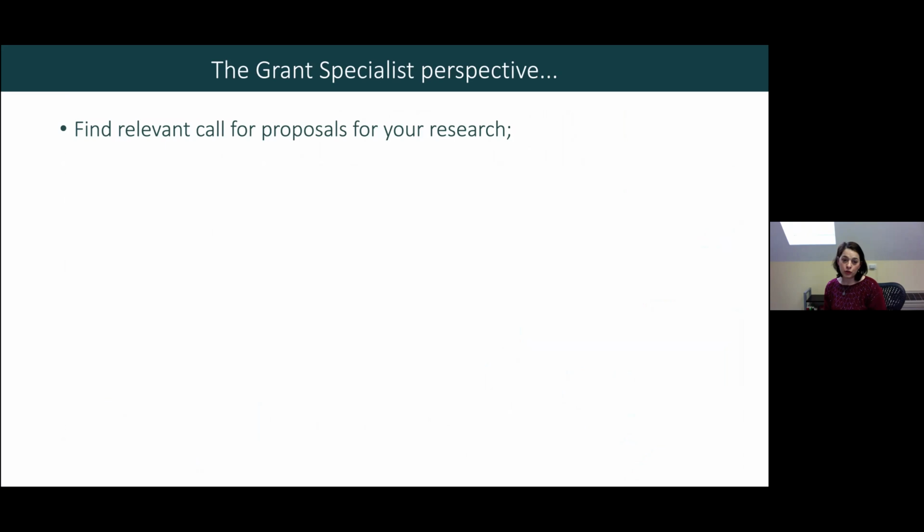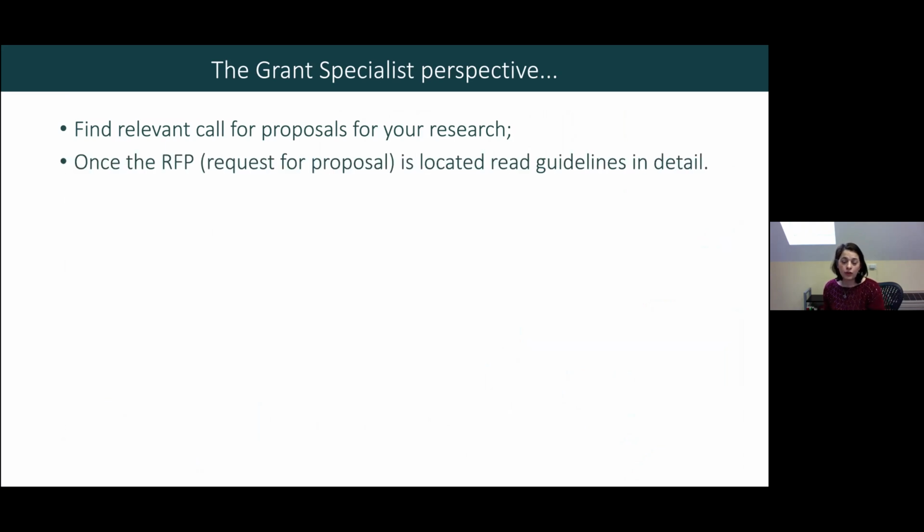What I find usually is that it's very relevant for the PIs to find the right call for proposals. On that, what was mentioned before is to really look for those opportunities that are listed. Once you find the sponsor that you feel your research is aligned with, read the request for proposals or those guidelines in detail. And sometimes you will find language that you don't understand, and that is the opportunity to reach out to your departmental support or the grant specialist so they can help you with interpretation.